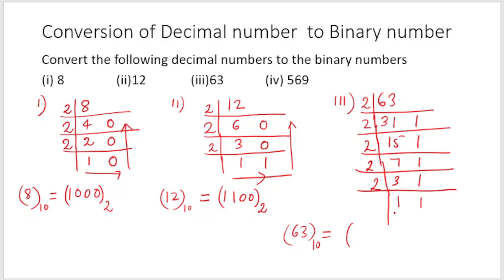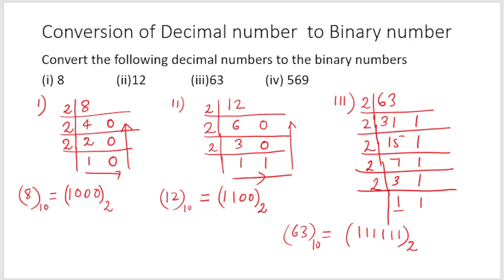So I can represent this 63, which is in decimal form, in binary as 1 1 and so on. How many ones are there starting from there? 1 2 3 4 5 6. So I will write 1 1 1 1 1 1, and this is how I will represent this in the binary number system. So I hope you are getting it.